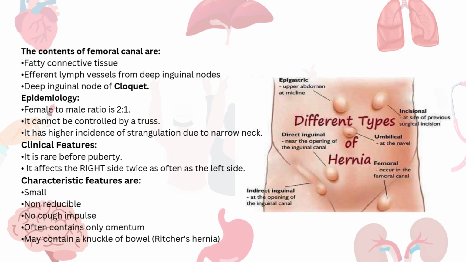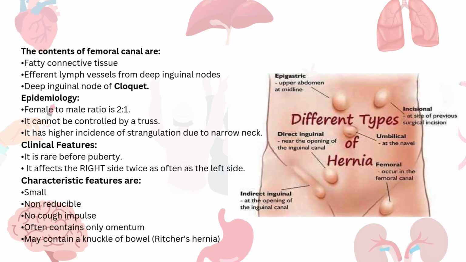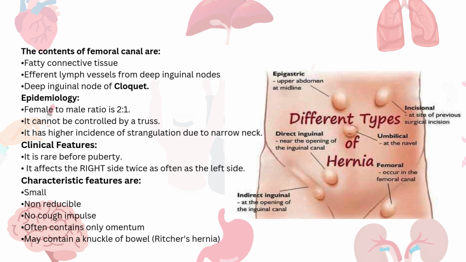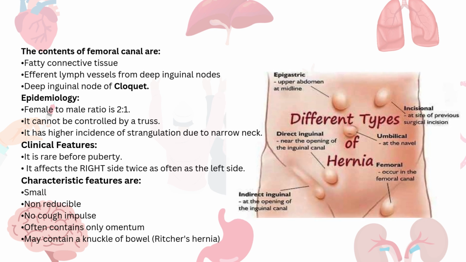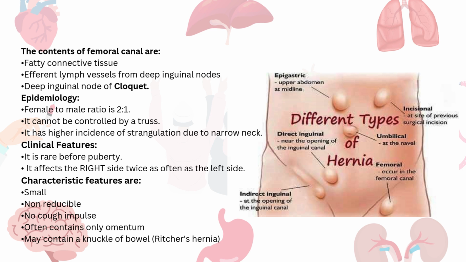As we have already studied the contents and boundaries of the femoral ring, which is present on the superior side of the femoral canal, the opening allows several contents to pass through the femoral canal, which could be the fatty connective tissue, the efferent lymph nodes from the deep inguinal nodes, and the deep inguinal node of Cloquet. Femoral hernia is more common in females and it cannot be controlled by the truss. It has a higher incidence of strangulation due to its narrow neck.